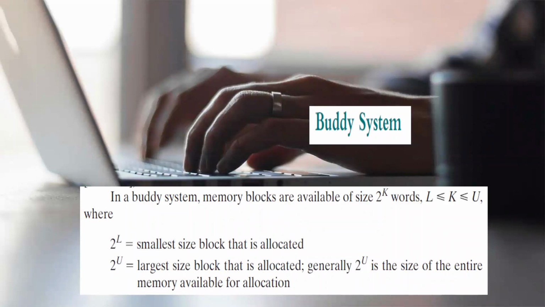Buddy system. Both fixed and dynamic partition schemes have drawbacks. A fixed partitioning scheme limits the number of active processes and may use space inefficiently if there is a poor match between available partition sizes and process sizes. A dynamic partitioning scheme is more complex to maintain and includes the overhead of compaction. An interesting compromise is the buddy system.